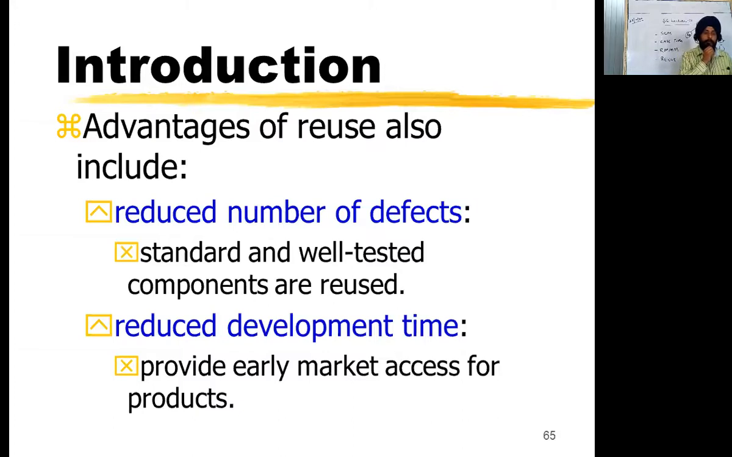And it will also reduce your development time, because the first time that module was made, it took time for the development of that particular module. But the second time, you are not developing the module from scratch, you are just reusing. And if any change is needed in that module in the newer product, then those are only cosmetic changes.